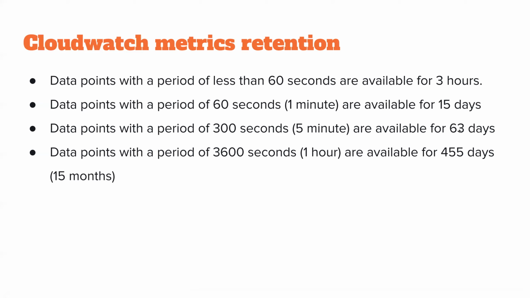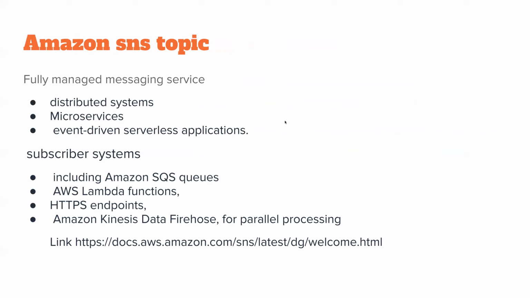If the log is older than 63 days, you can only see it in 5-minute time frames. And if it's over 455 days, you can only see it in an hourly span. Does that make sense? Yes. This is how they save money, and this is how they're able to aggregate. That's why every company is always going to have a different logging system, because some logging systems are going to have this data available for even longer.